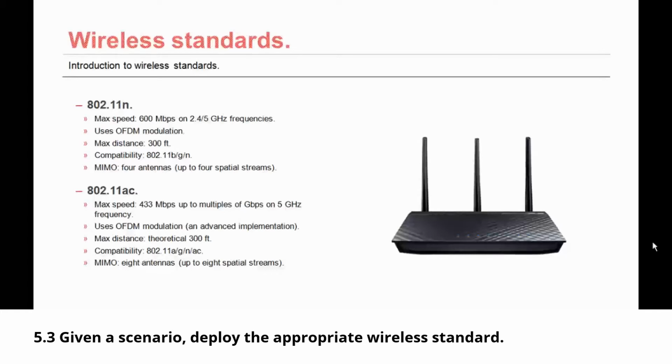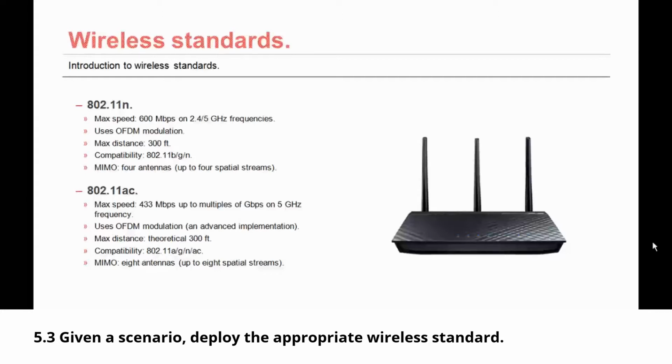Now talking about 802.11n, it has a maximum speed of up to 600 megabits per second, and it can operate on both the 2.4 and the 5 gigahertz frequency band. It does use OFDM as its form of modulation. It offers a maximum distance of 300 feet. 802.11n is compatible with 11b, 11g, and 11ac.